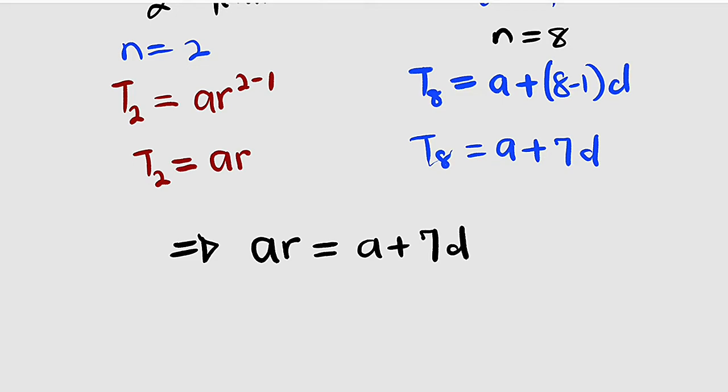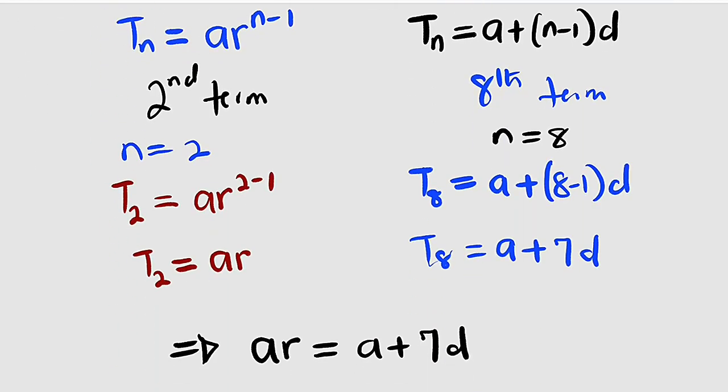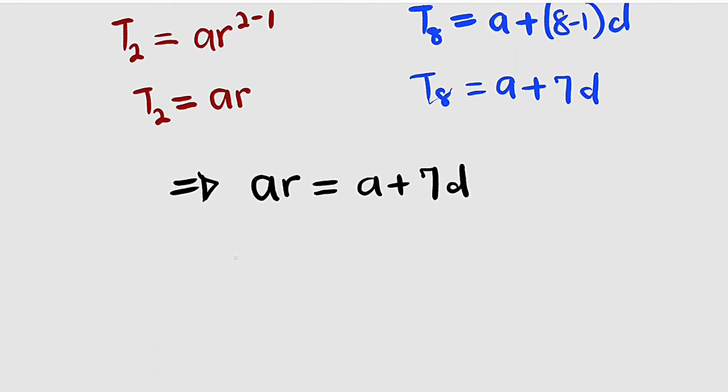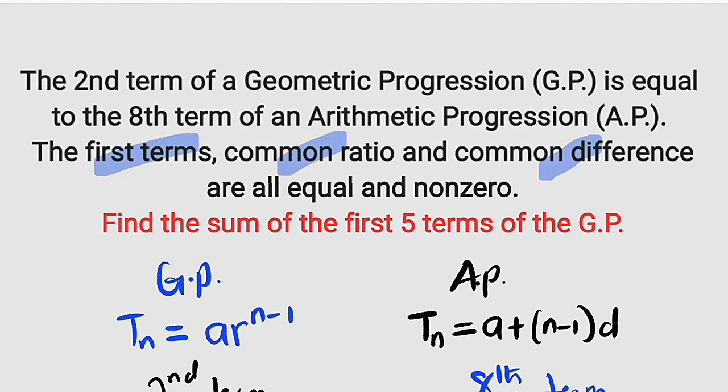Let's go back to the question. According to the question, the first terms, that is for both arithmetic and geometric, the common ratio for GP, and the constant common difference for AP, are all the same, which implies that A is equal to R equal to D, right? So let me equate them to be something else like X. Wherever I have A, R, or D, I'm going to substitute that with X. And remember, they said they're all non-zero, right? They could be any other integer.